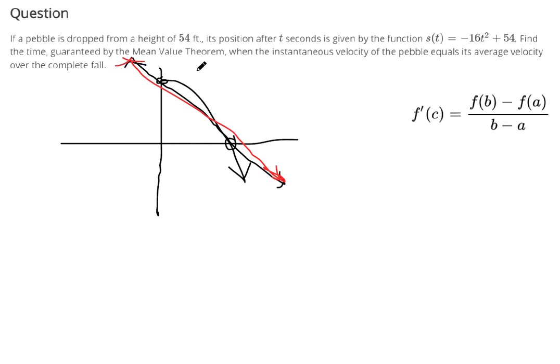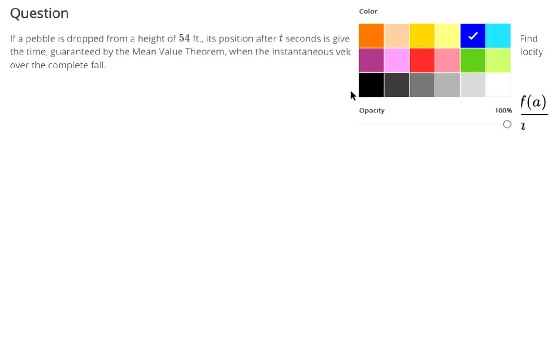There's some other place where we've reached that average velocity. Here, this is not the average velocity. That's falling faster than average. Here, this is falling slower than average. But if we draw a tangent line right about this part of the curve, then it's reached its average velocity over the entire flight of the ball, or pebble, whatever it is. Okay, that's the concept of what we're doing.